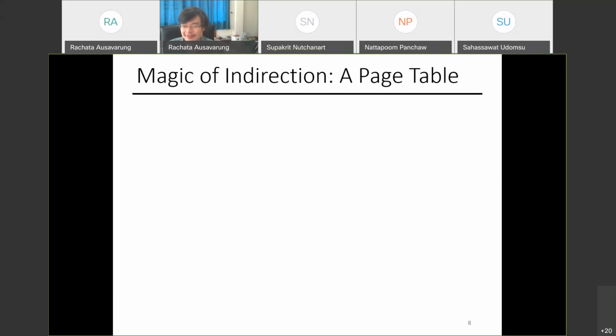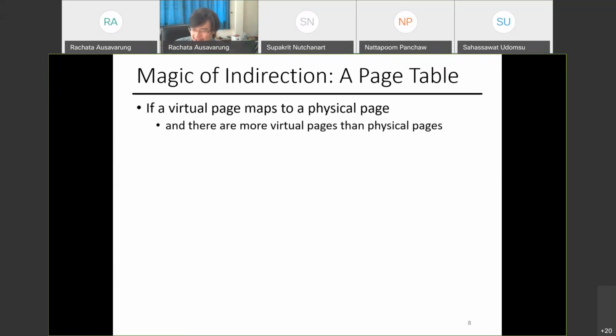It's basically another collection of things, right? A table stores a collection of things. A page table will store a collection of pages. So if you have a virtual page that maps to somewhere in DRAM, which is a physical page, right now we need to separate out two concepts. Virtual, which is what the program sees, and physical, which is what is already in DRAM. So you have a virtual page that's mapped to the physical page.